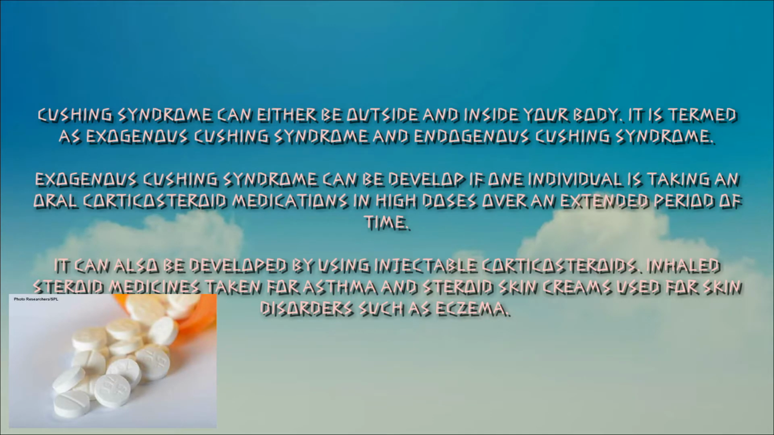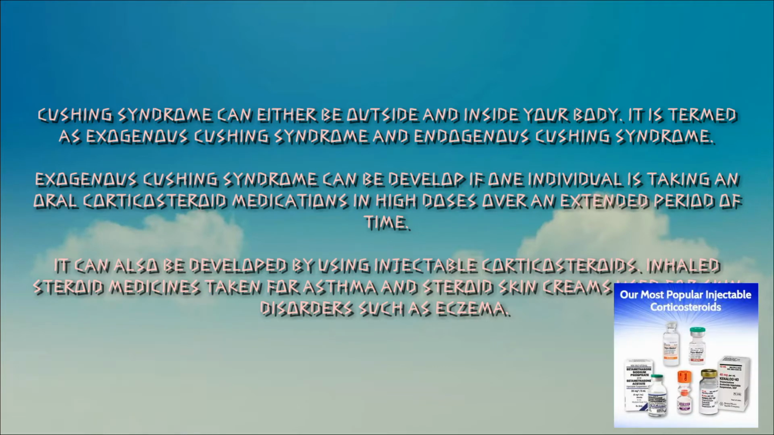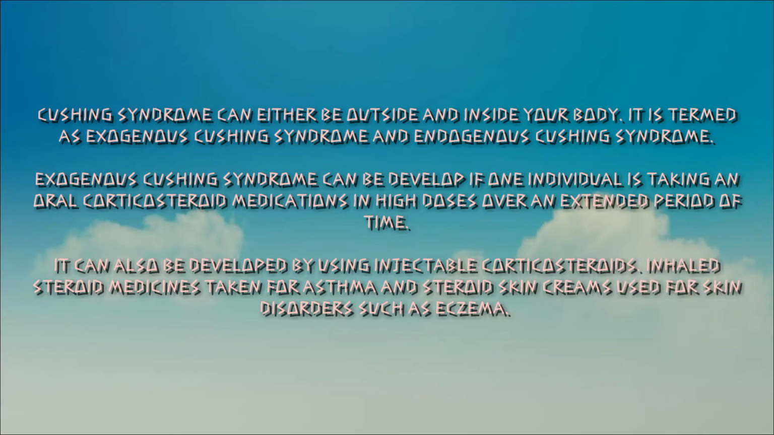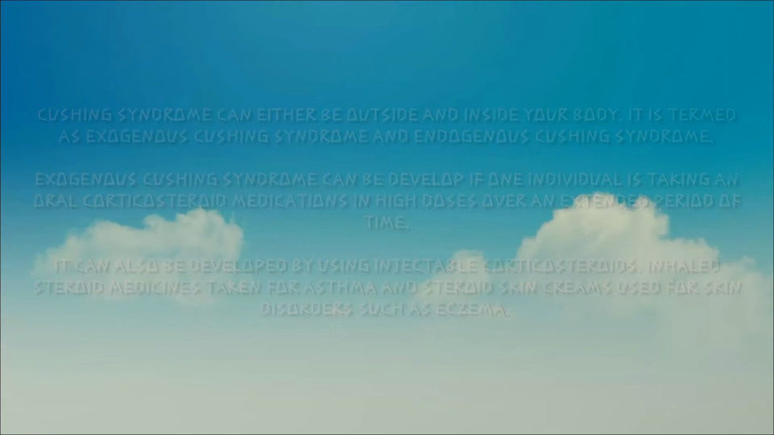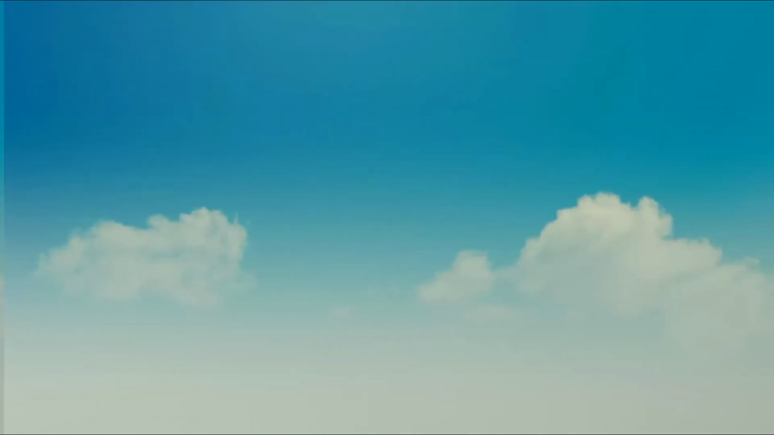Cushing syndrome can come from outside or inside your body. It is termed exogenous Cushing syndrome and endogenous Cushing syndrome. Exogenous Cushing syndrome can develop if an individual is taking oral corticosteroid medications in high doses over an extended period of time. It can also develop from using injectable corticosteroids, inhaled steroid medicine taken for asthma, and steroid skin creams used for skin disorders such as eczema.